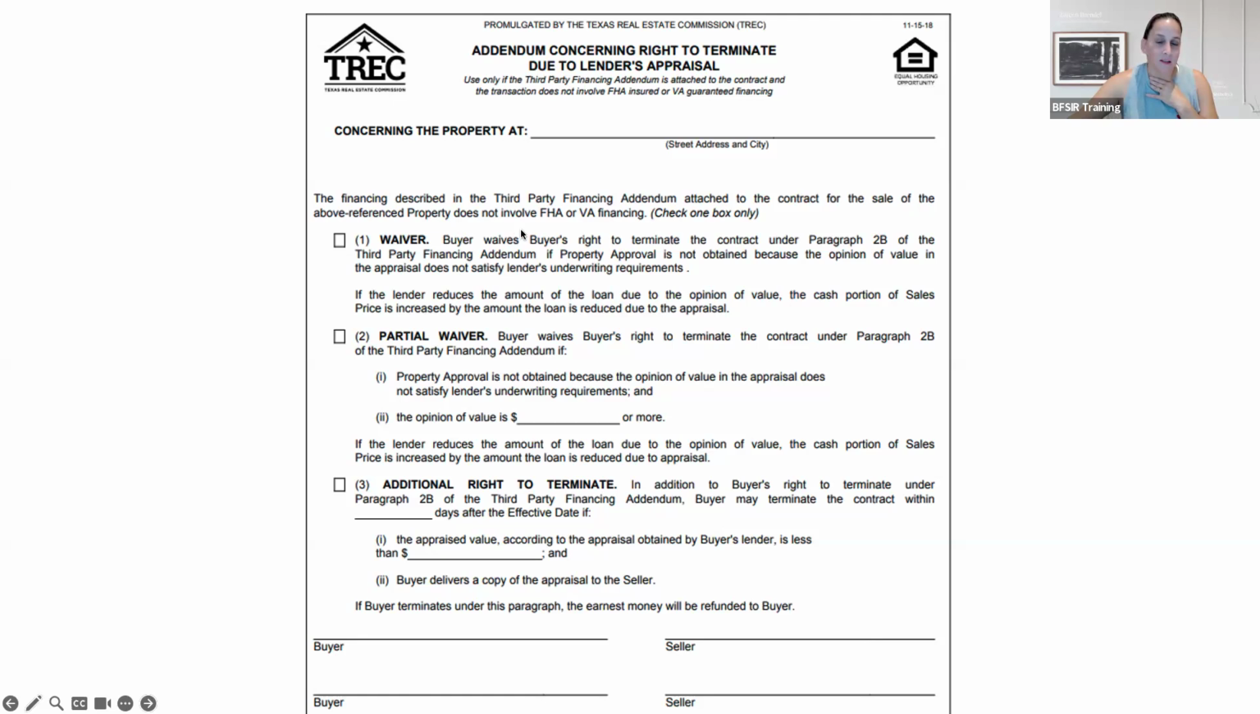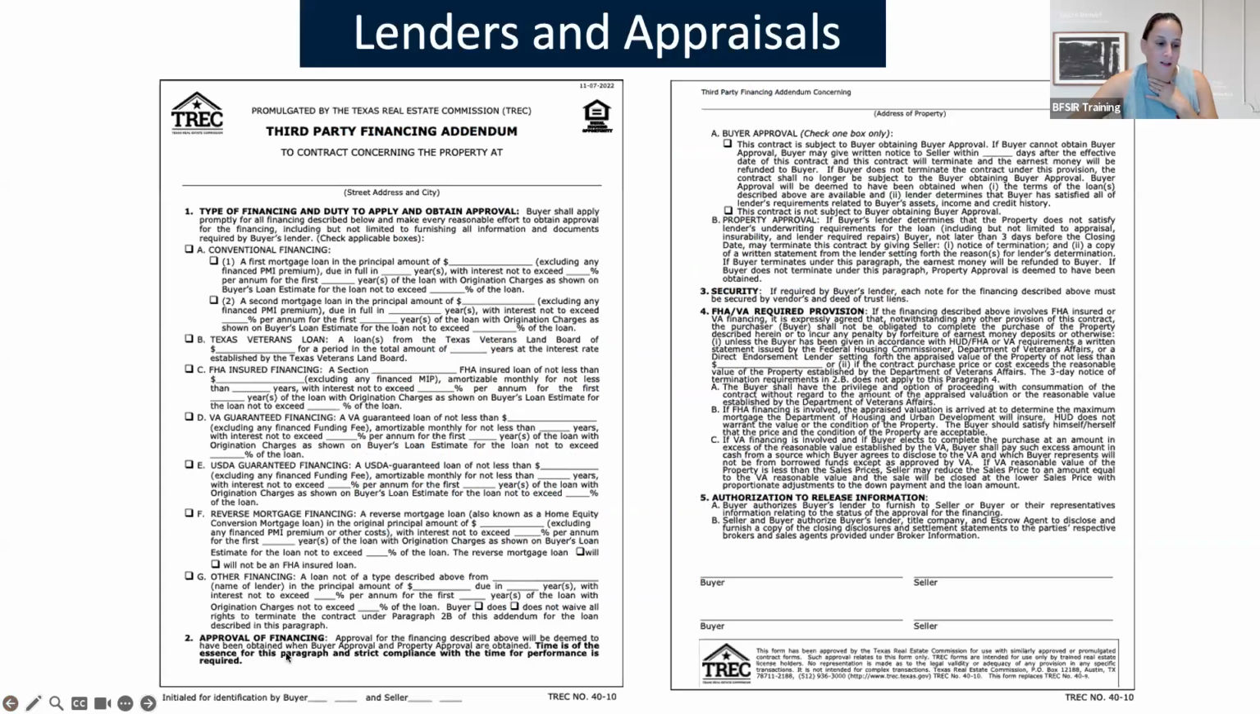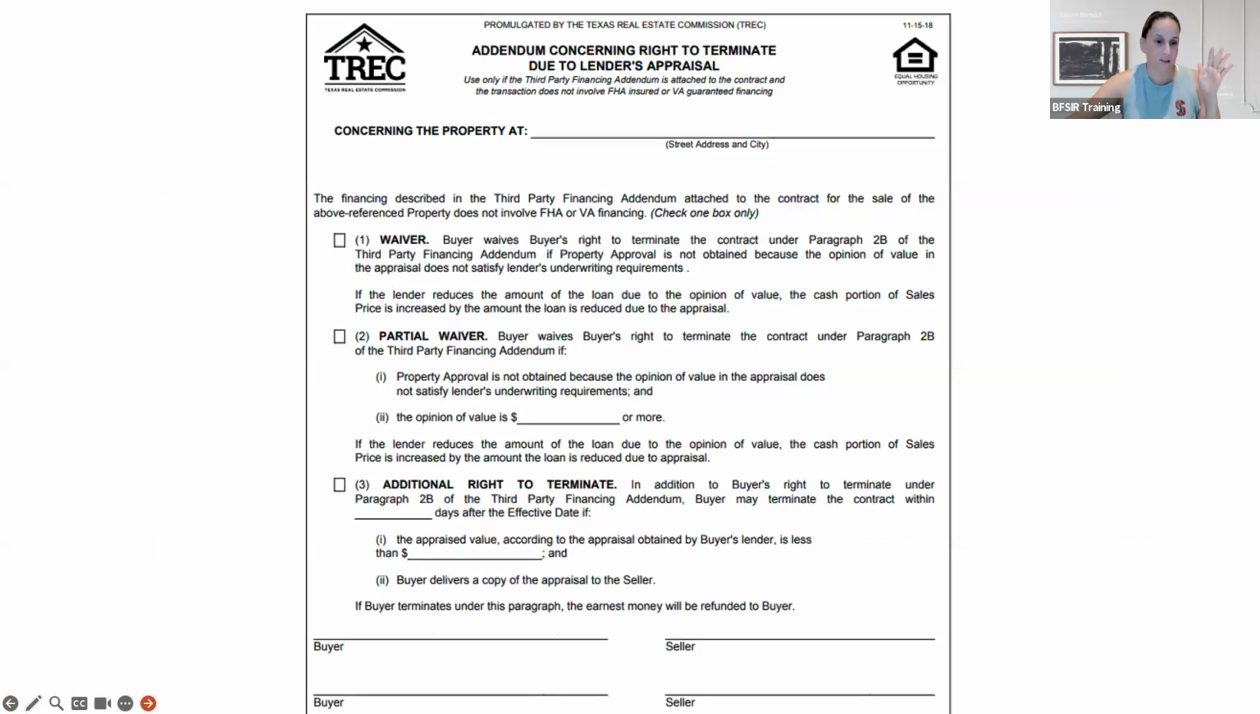You use this document when you want to waive your right to terminate due to the appraisal not coming in. If you're in multiple offers and it's a $1.5 million property listed and you're at 175 because you wanted to win, but you don't think it's going to appraise there, then you add this document and you're telling the seller, even if it doesn't appraise, we're going to still buy the property and the buyer will make up the difference in cash. So that's when you use this document.